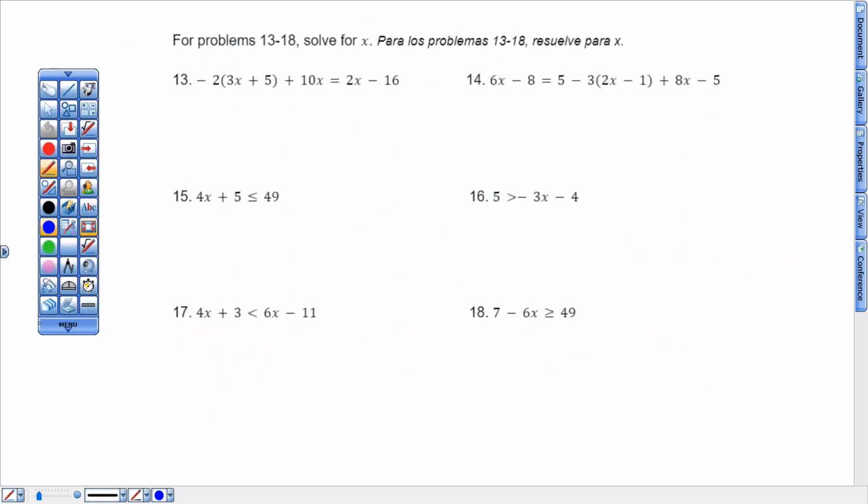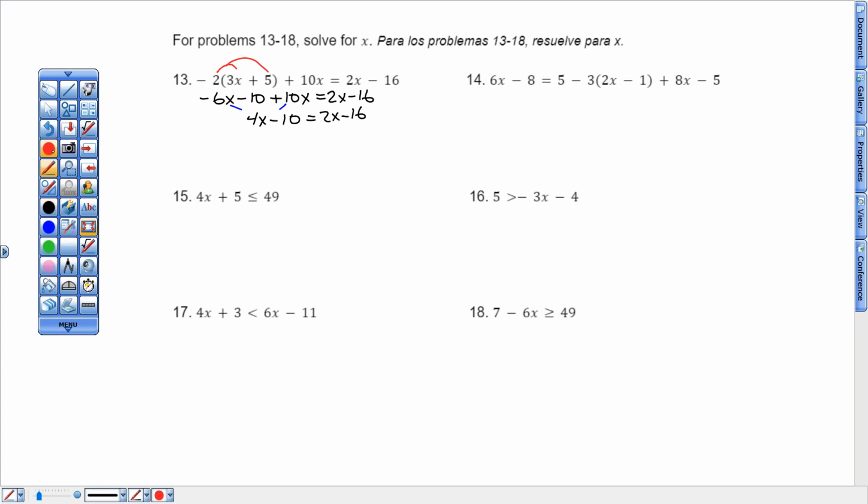So this guy, I'm going to take this and distribute it. That's going to give me -6x minus 10 plus 10x. I'm going to combine like terms. That's going to give me 4 of those x's minus 10. And now this is variables on both sides.